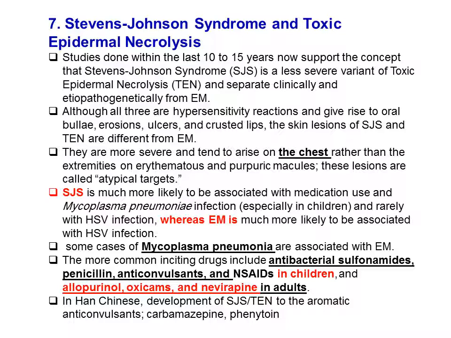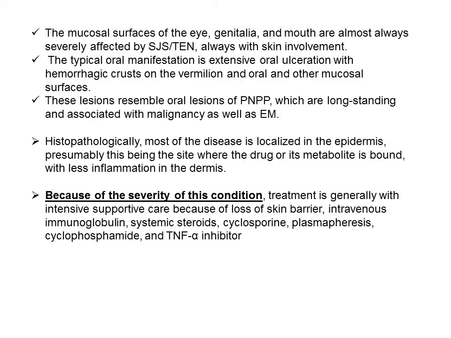Development of Stevens-Johnson syndrome and toxic epidermal necrolysis may also be associated with the aromatic anticonvulsants carbamazepine and phenytoin. The mucosal surfaces of the eye, genitalia, and mouth are almost always severely affected by both Stevens-Johnson syndrome and toxic epidermal necrolysis, always with skin involvement. The typical oral manifestation is extensive oral ulceration and hemorrhagic crusts on the vermilion and other oral mucosal surfaces.